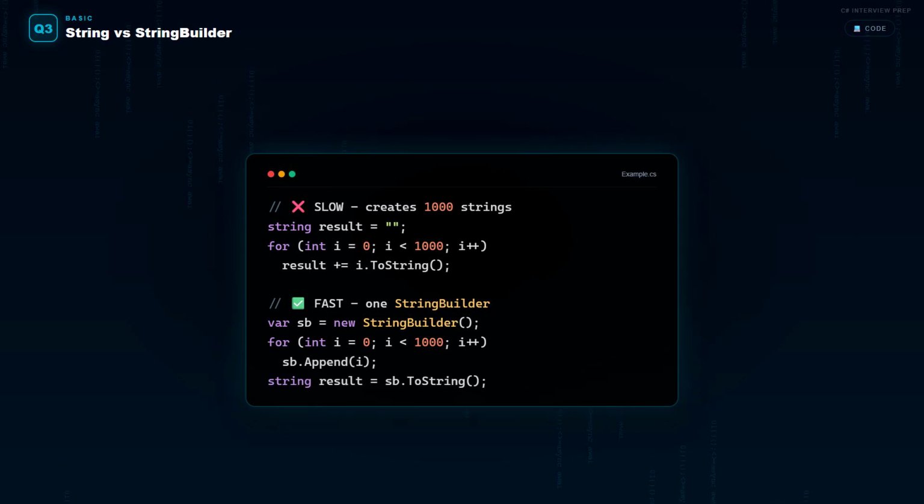Look at this code example. The slow version creates 1000 string objects. The fast version uses a single StringBuilder.